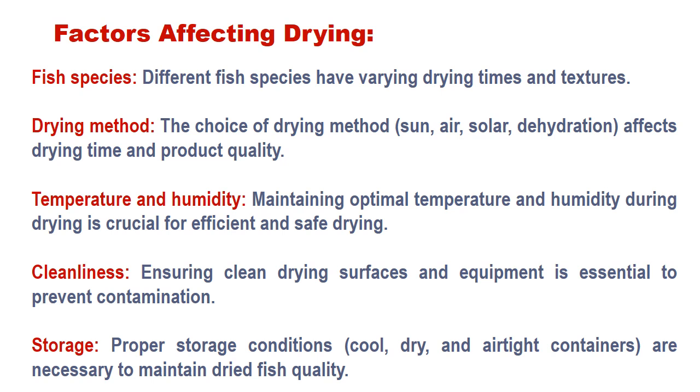Then temperature and humidity. Maintaining optimal temperature and humidity during drying is crucial for efficient and safe drying. So in case of oven drying or solar drying, the temperature is higher and it is faster. Then cleanliness: ensuring clean drying surfaces and equipment is essential to prevent contamination. So the surface which we use and the containers which we use can be an important source of contamination. So cleanliness is important for product quality.